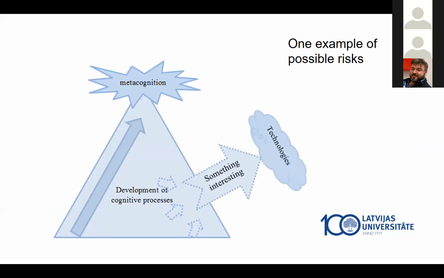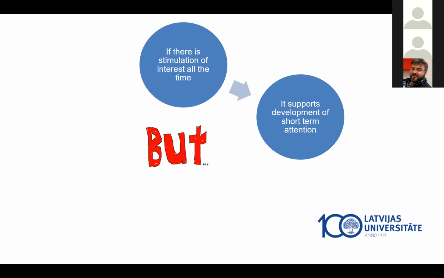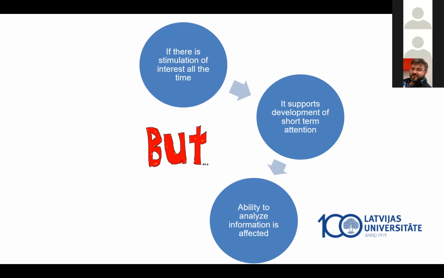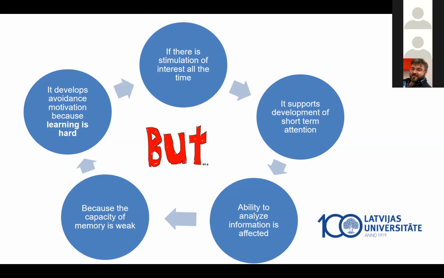And there is one example of possible risks, if technologies are not incorporated in the teaching process with pedagogical support, with understanding how to use them, because it's interesting for students. Of course, it's interesting. And they put their attention on technologies, and the development of cognitive processes can be hindered, as I showed in that picture previously. And that's why we have to put it together. If there is constant stimulation of interest, it supports development of short-term attention. It influences the ability to analyze information, because the capacity of memory is weak, and it develops avoidance motivation toward learning.